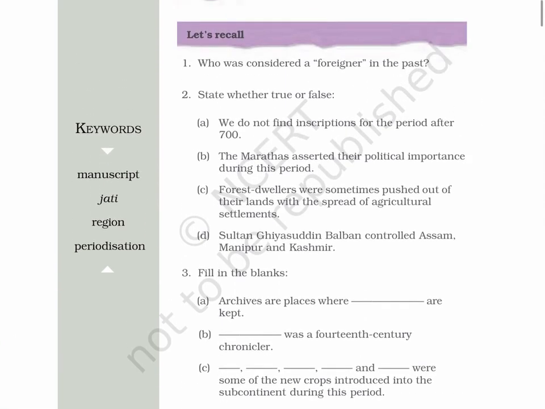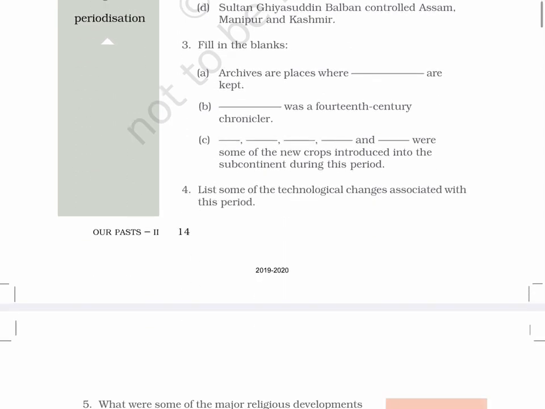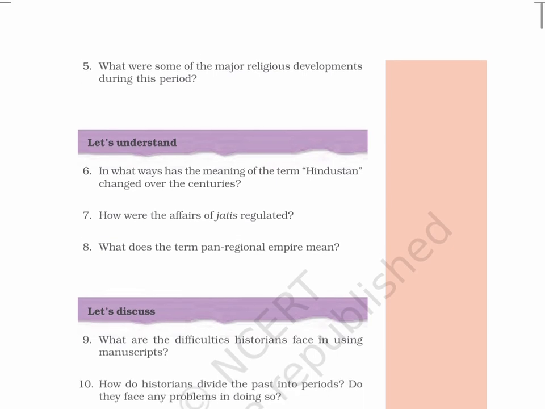Keywords: manuscript, jati, region, periodization. Page 15. 5. What were some of the major religious developments during this period? Let's understand. 6. In what ways has the meaning of the term Hindustan changed over the centuries? 7. How were the affairs of jatis regulated?